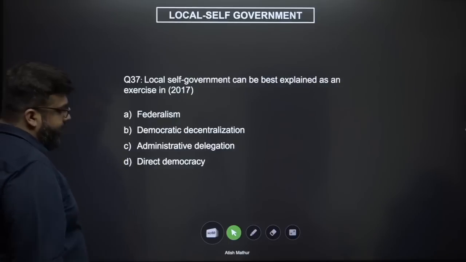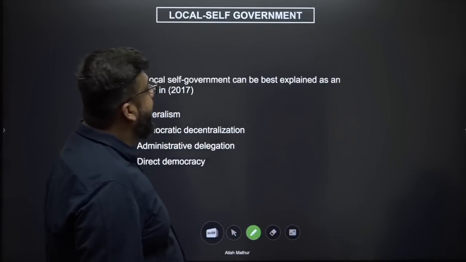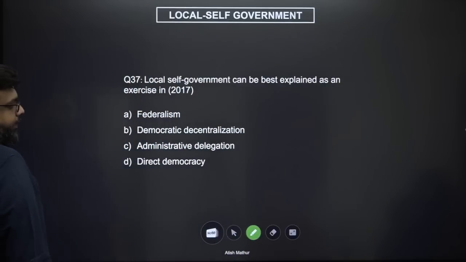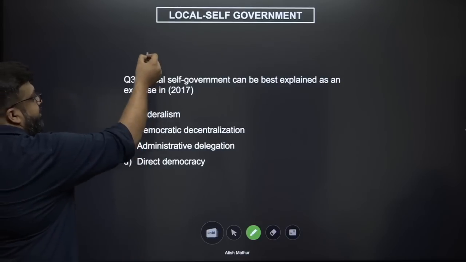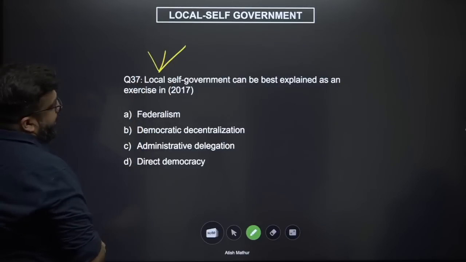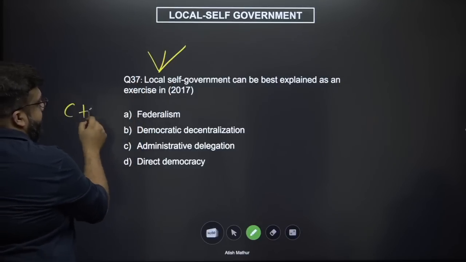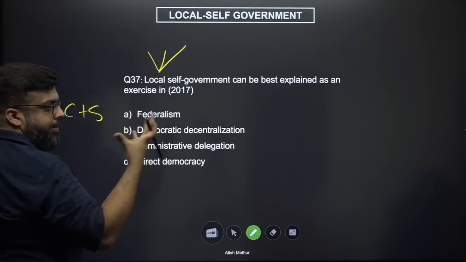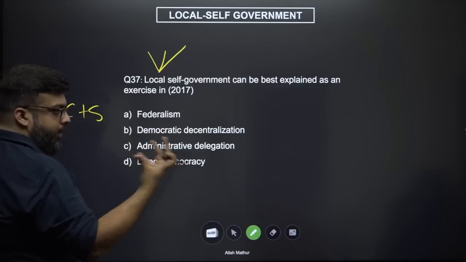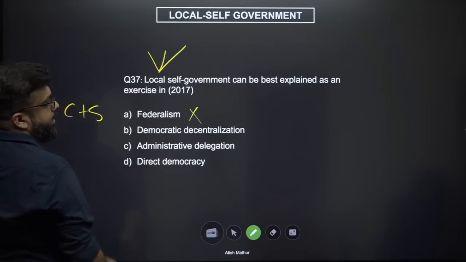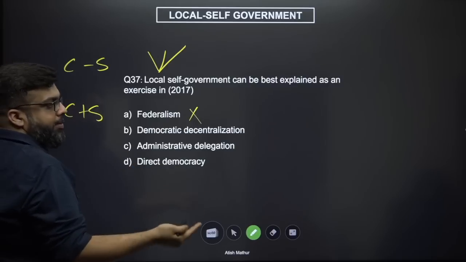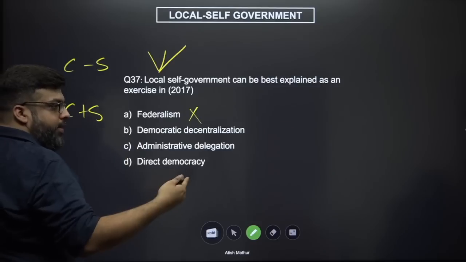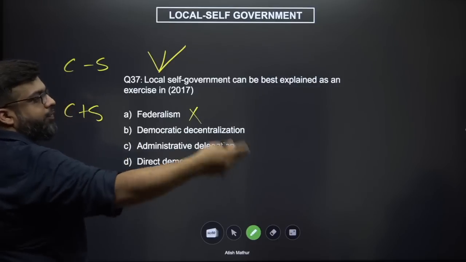Yeah, 37. Local self-government can be best explained as an exercise in federalism, democratic decentralization, administrative delegation, and direct democracy. Now, local self-government includes all the 3 layers. Now, let us see. Federalism is between center and states. Local self-government is empowering grassroots populations within a state. No. Administrative delegation happens again from center to states, and this is not just about administration, this is about legislative and financial and other forms of empowerment.